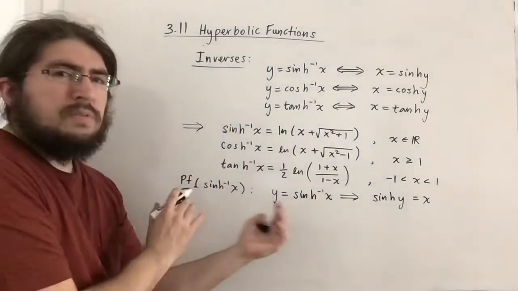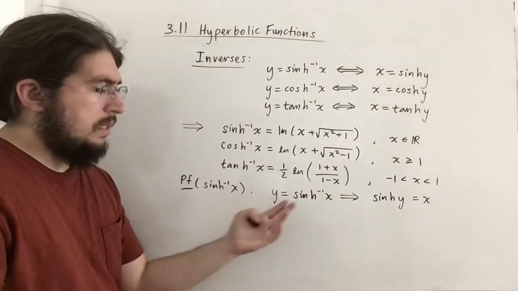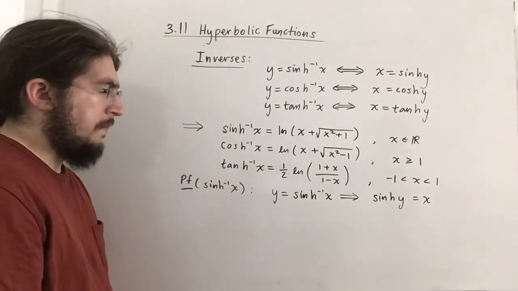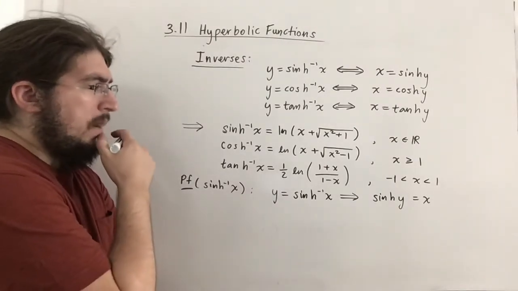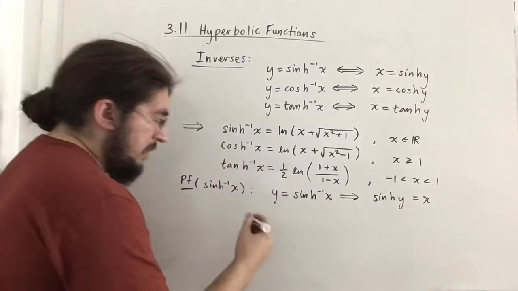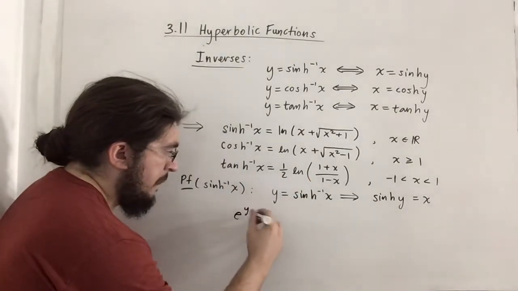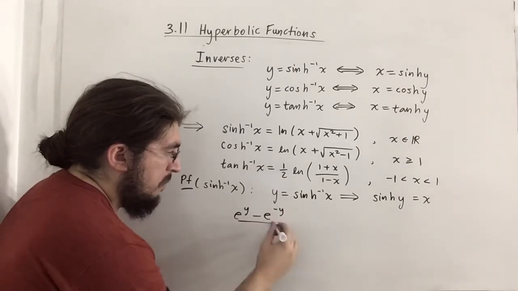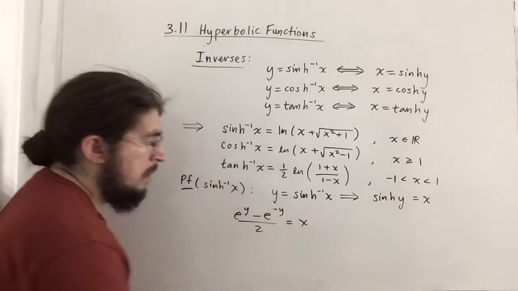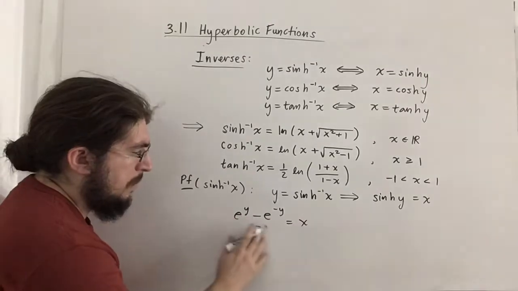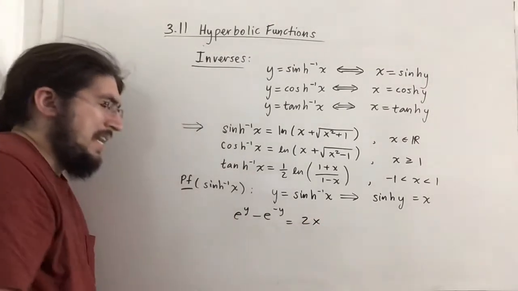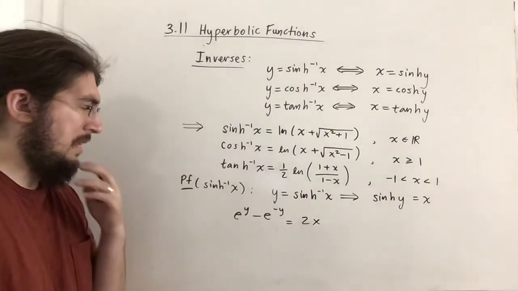Taking Cinch of both sides and then seeing this cancellation is really the way of doing it. But that's fine. Now, what is Cinch? Well, the definition of Cinch, remember, is e to the y minus e to the negative y all over 2 equals x. We can clear denominators, so I'm going to multiply by 2, might as well. And now, how do we get y by itself?